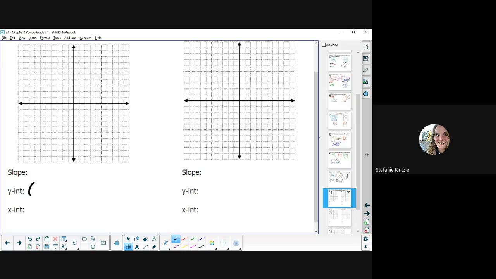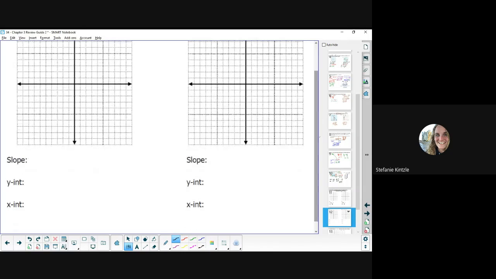The y-intercept is when x is 0. The x-intercept is when y is 0. Again, the y-intercept is when x is 0, and the x-intercept is when y is 0.